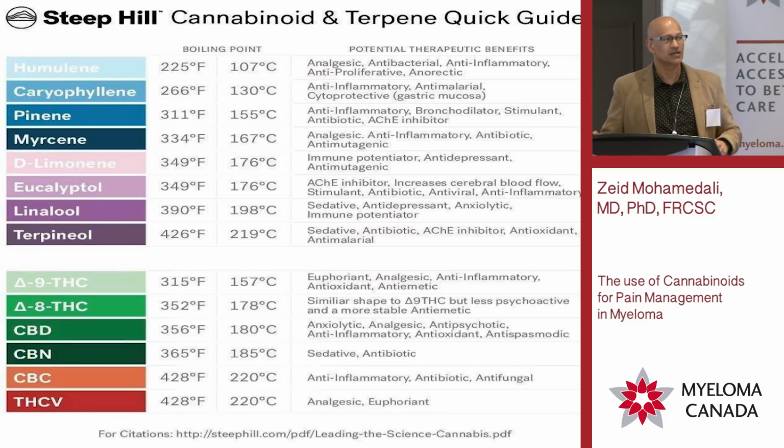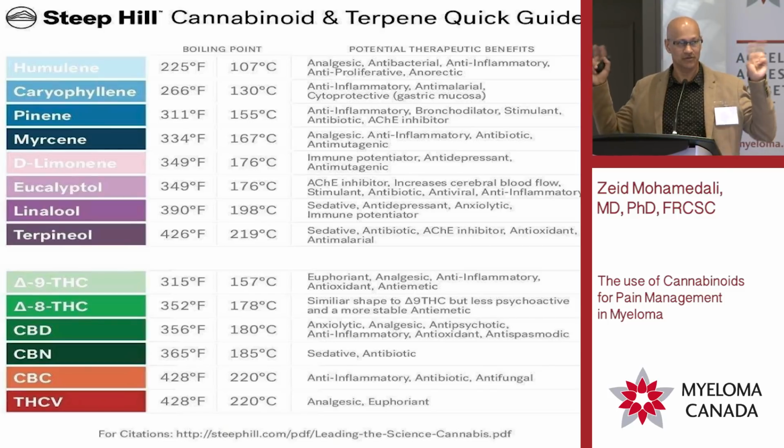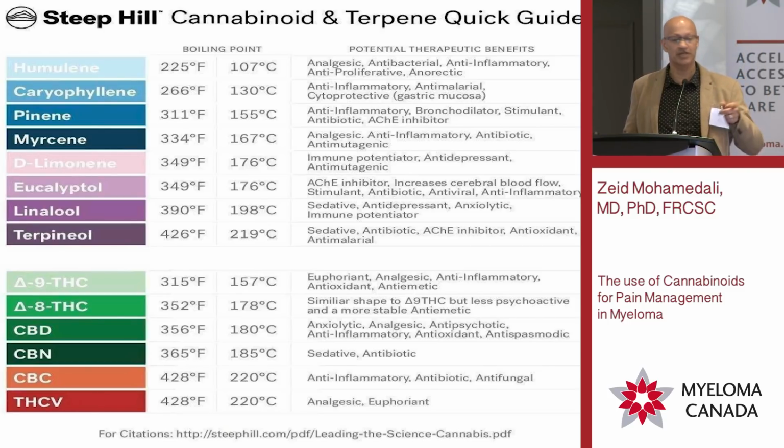So here's the real cool part about this whole plant, right? I talked to you about THC and CBD, but there's a whole host of other components that we have now found that are very active in various aspects of disease. So these are, for example, terpenes. Terpenes are what give cannabis the smell. THC and CBD don't have any odor. That's not what you smell. So when you smell cannabis, what you're smelling is the terpenes.